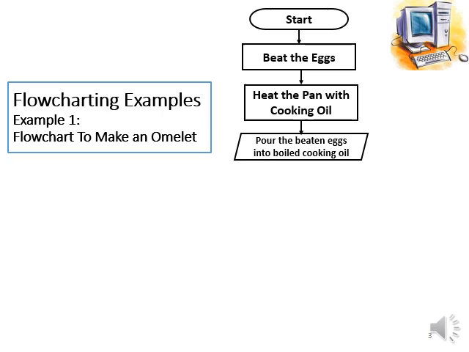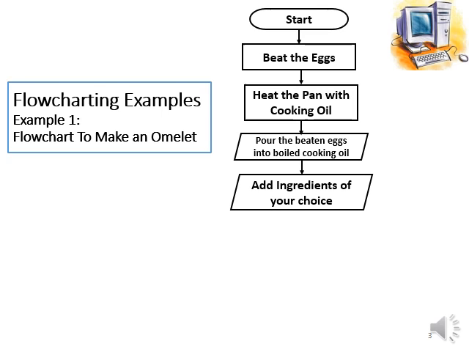Now we are adding some inputs inside that pan. Pour the beaten eggs into boiled cooking oil. Now we are adding some input in the shape of beaten eggs inside that boiled cooking oil, so it is represented by parallelogram. As I told you that the input operation is always represented by a parallelogram.